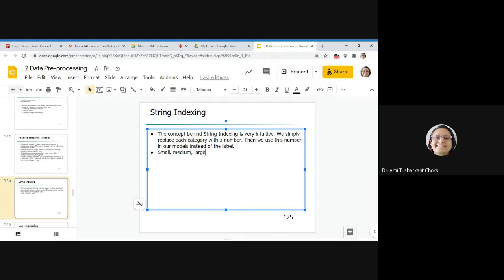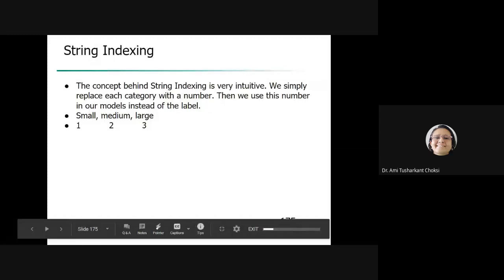What we do is we simply replace each category with a number, right? So here what we are doing is for small, we'll consider say 1. For medium, we'll consider it as say 2. And for large, we'll consider it as 3, right? So now we use this number in our model instead of the label, right? So that is string indexing, isn't it?